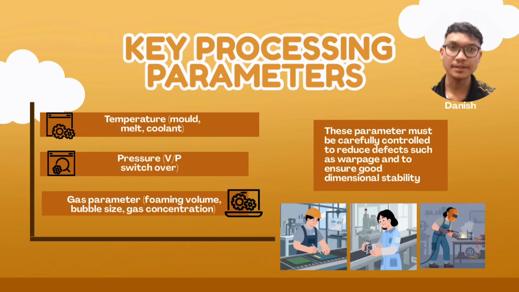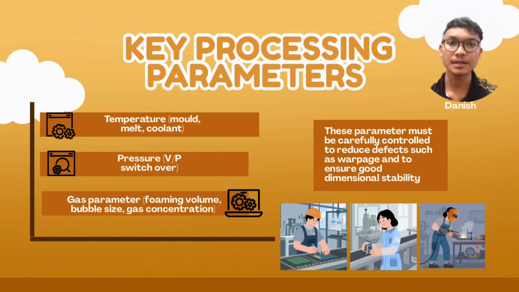Next, I will explain the key processing parameters involved in foam injection molding. The first parameter is temperature, which includes mold temperature, melt temperature, and coolant temperature. Melt temperature is important because it melts the polymer and activates the blowing agent. Mold temperature affects the cooling rate and dimensional stability of the final product. The second parameter is pressure, particularly the VP switchover, which controls the transition between velocity control and pressure control during injection.